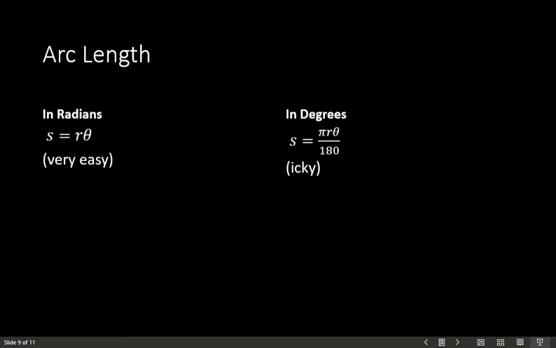We need a formula for arc length. In radians, it's nice and simple because the definition of radians is that the radian measure tells you the arc length if you multiply it by the radius. So S equals r theta will give you your arc length. In degrees, the formula is pi r theta over 180, which is not nearly as nice. It's usable, so if you really like degrees, or if you have a problem that's in degrees, these formulas are in your book.